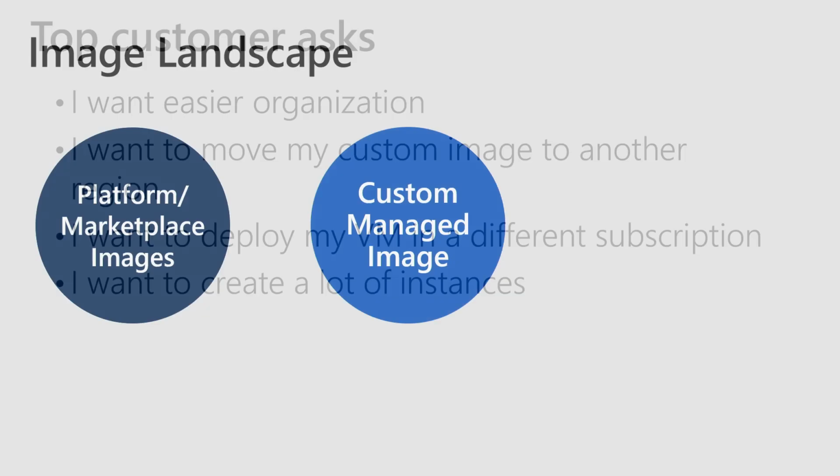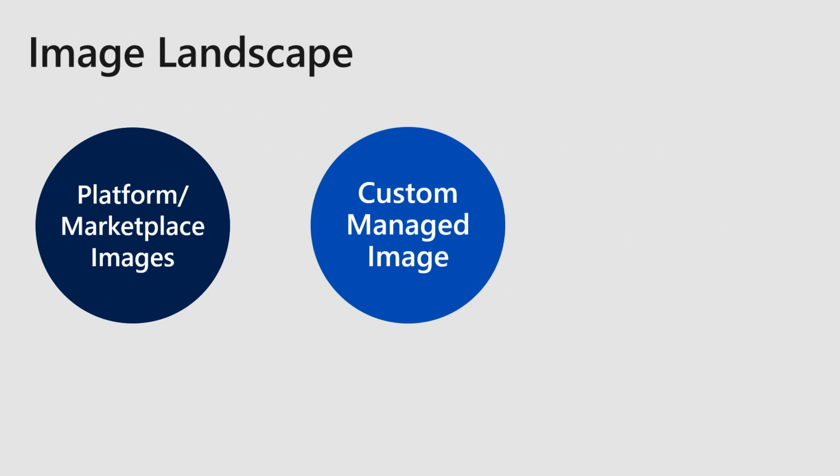So this is good. Let's take a look at what we have in the image landscape today. On the left, we have platform or marketplace images. These are usually Windows Server or Ubuntu or any other marketplace third-party images that you can deploy from Portal. Then we have a custom managed image. So a custom image, but it's managed.